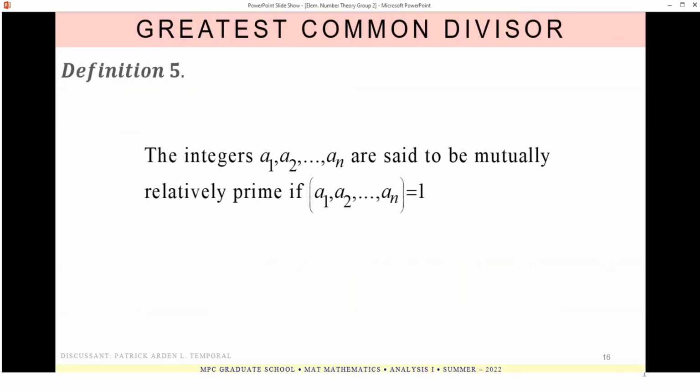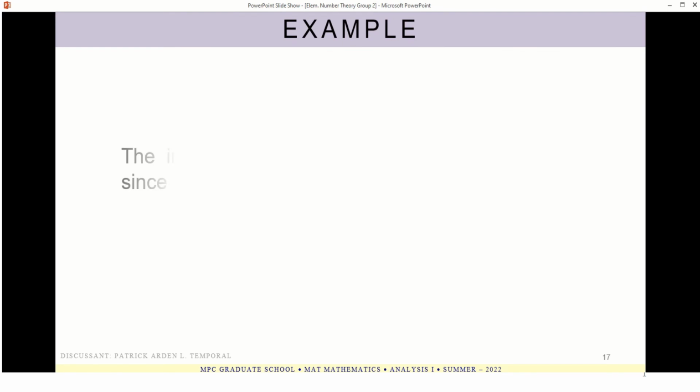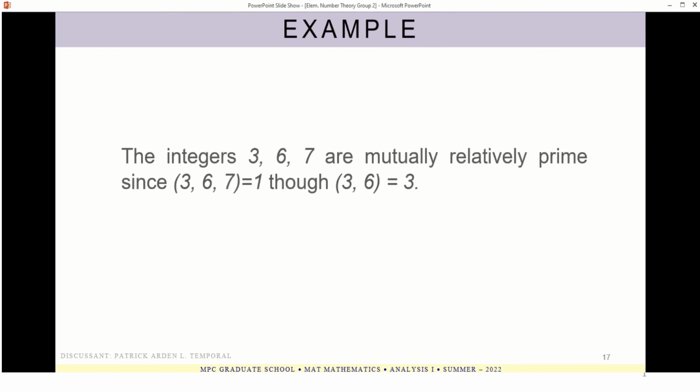The integers a sub 1, a sub 2, up to a sub n are said to be mutually relatively prime if (a sub 1, a sub 2, up to a sub n) is equal to 1. Example, the integers 3, 6, and 7 are mutually relatively prime since the GCD of 3, 6, and 7 is 1, though the GCD of 3 and 6 is 3.